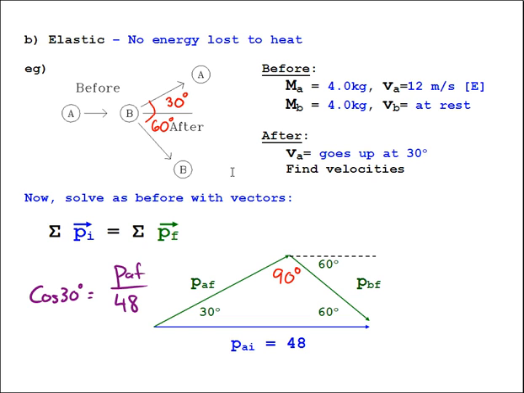Like for instance, you could do cosine of 30 is equal to momentum A finally on top of 48. You could find momentum A. And you could divide by 4 kilograms if you really want to know the speed. And you could do the exact same idea to try to find momentum B afterwards using perhaps sine of 30. And if you really wanted to know the speed, you could divide by that mass of 4. And that's pretty much the end, but let me just summarize with this.